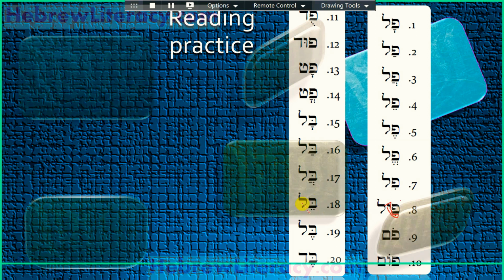Bail. 19 is going to be slightly different, okay? So 18 was bail. That's a long seri. And now we have short vowel segol. Bell. Ring my bell. Okay, number 20.